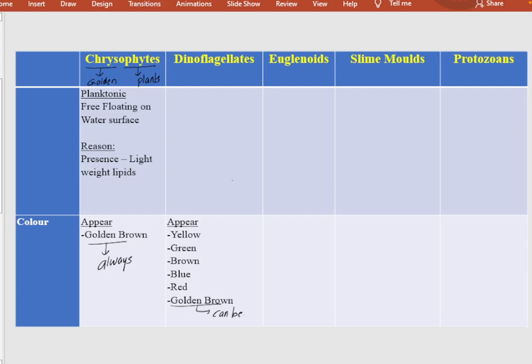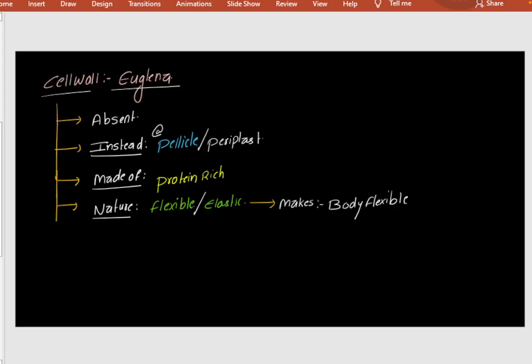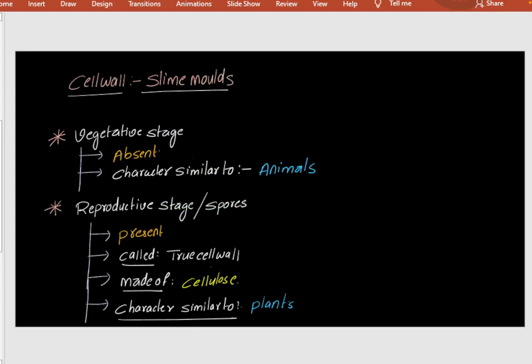Slime molds. Slime molds and protozoan cell wall is absent. Just for revision, slime mold cell wall: in the vegetative stage it is absent, so hence it is absent. The character is similar to animals. In the reproductive stage or spores it is present, and that is called what? True cell wall, made up of cellulose, and the character is similar to plants.